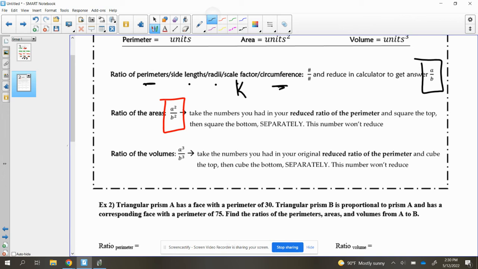Make sure you always use the most reduced value of A over B to get the ratio of your areas. Now, to get the ratio of your volumes, you're going to take your ratios of perimeter, side lengths, radii, etc., that A over B value, and you will cube them.